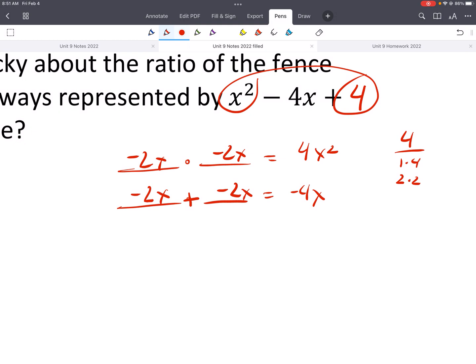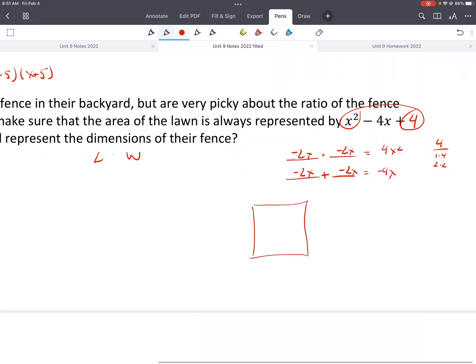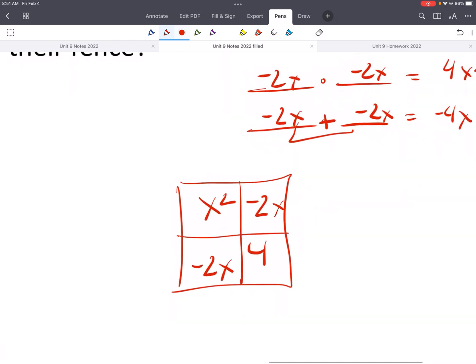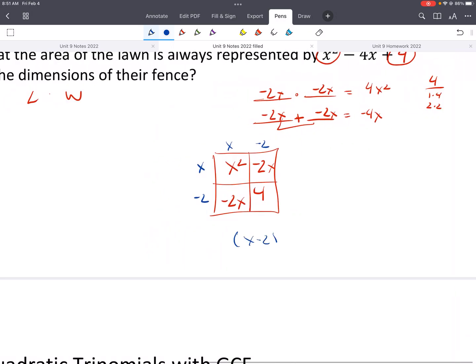Okay, so then we would put that into our box that we do. So we already have that x squared and that 4, and then these are the two things that will fill in the rest of those boxes. And then we just need to find the greatest common factor for each row and column. So we got x, negative 2, x, negative 2. So again, we'll end up getting x minus 2 and x minus 2. So our length could be x minus 2, and the width could be x minus 2.